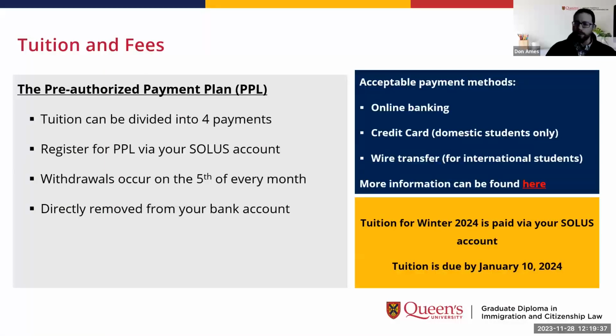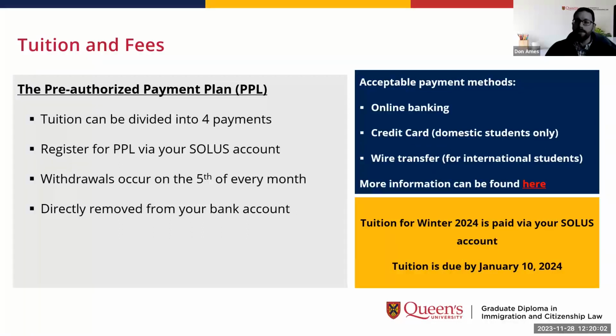Now, for individuals who want to have the ability to break down their tuition in a given term into 4 equal installments, you need to apply for the pre-authorized payment plan via your Solus account. So now that tuition is starting to be populated for those who have cleared their holds, you'll start to see tuition fees appear within Solus. You can now start applying for the PPL via that account.